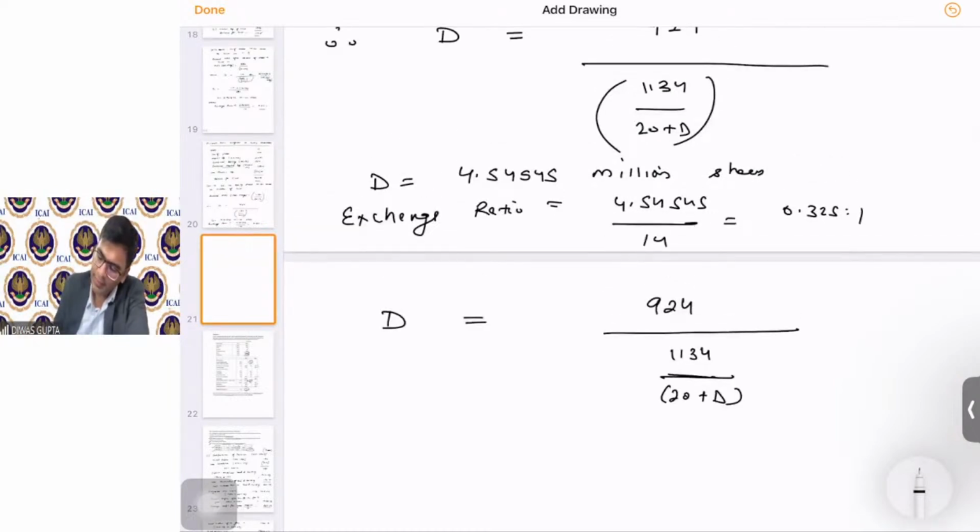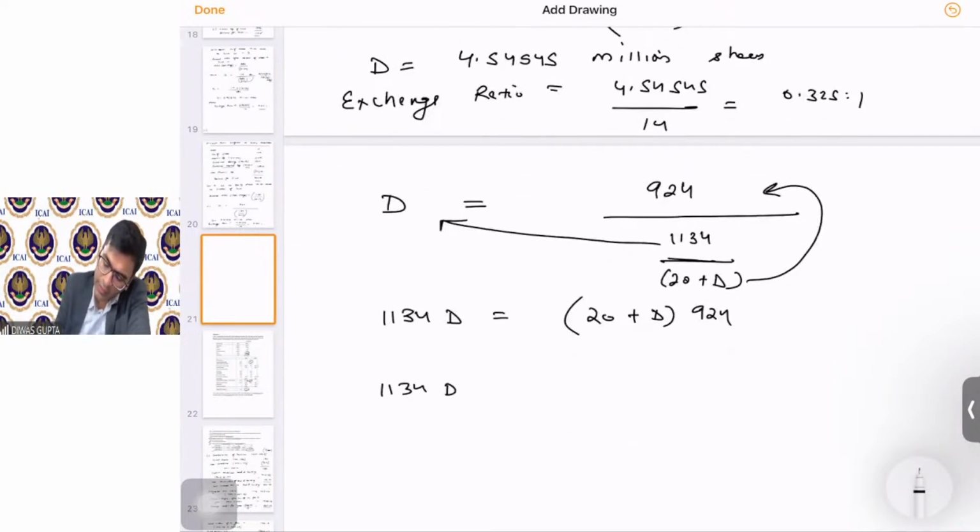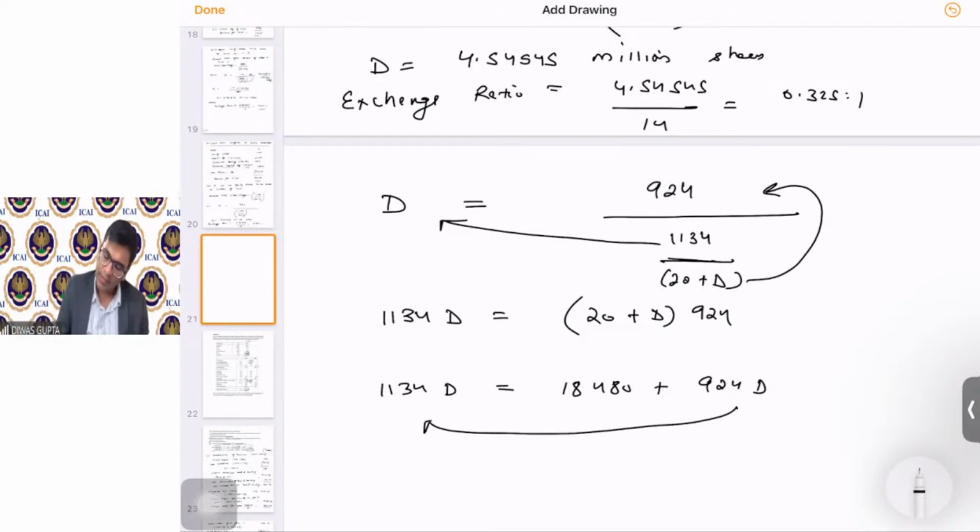Now if you solve for D, this will go up because it's in division, so it will get multiplied in the numerator and 1134 will come here. So 1134D is equal to 20 plus D times 924. Now 1134D is equal to 20 into 924, which is 18,480, plus 924D. So you bring this here: 1134D minus 924D is equal to 18,480. So 1134 minus 924 is 210, and 18,480.